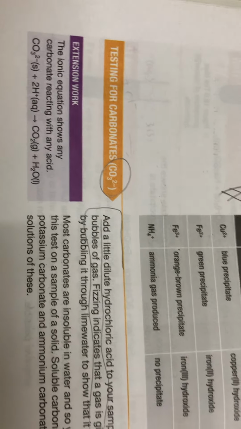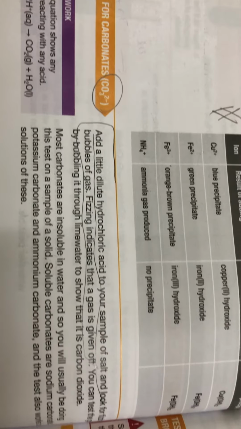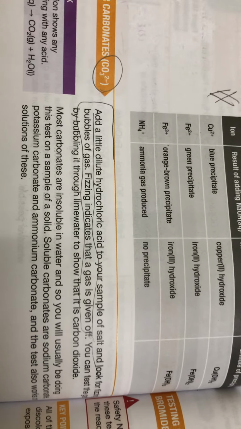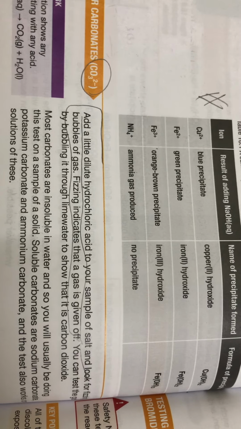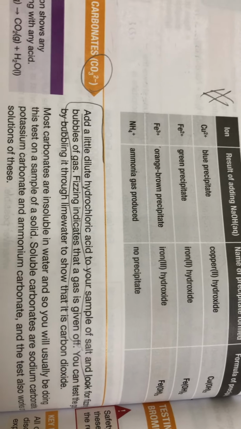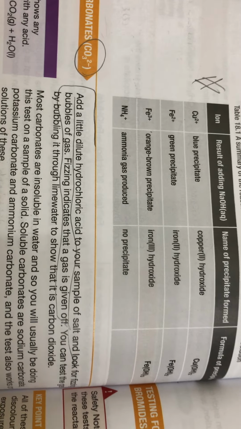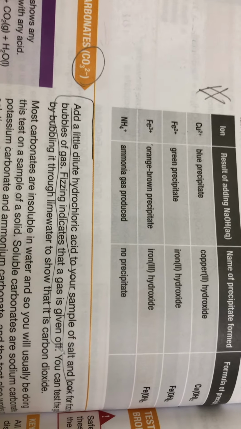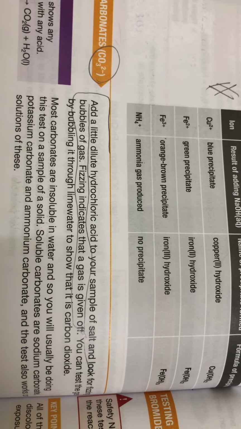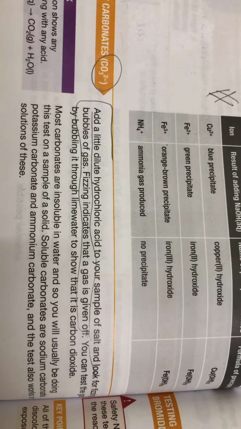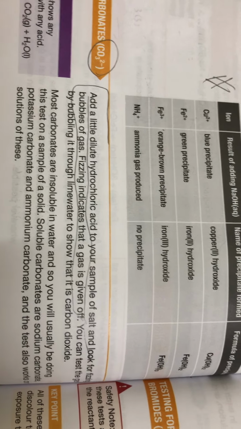So, to test the presence of carbonate, we use the solid salt as it is or make a solution from it. I add to it dilute hydrochloric acid or dilute nitric acid. I see a fizzing gas, which is carbon dioxide. We can test the carbon dioxide with lime water, which turns milky.